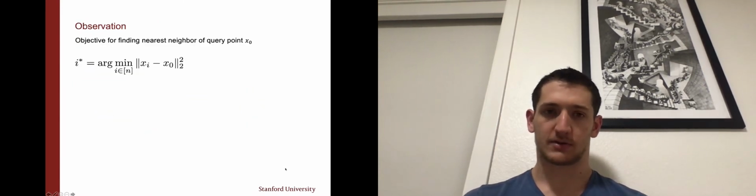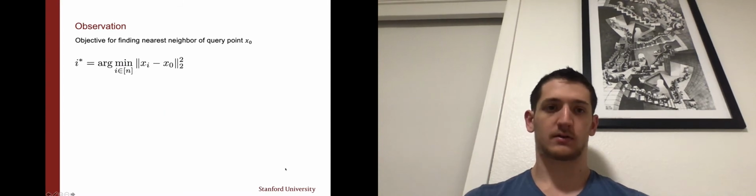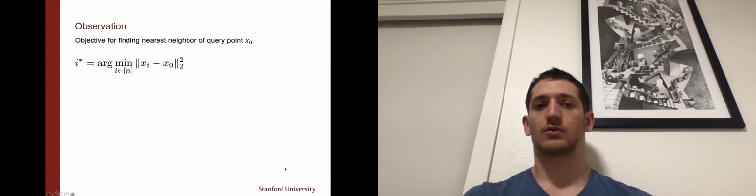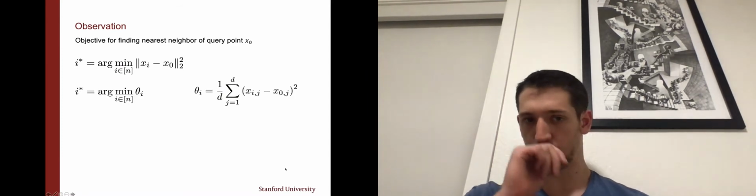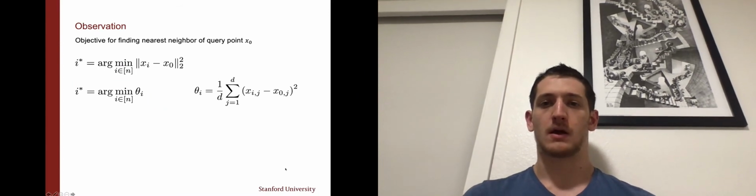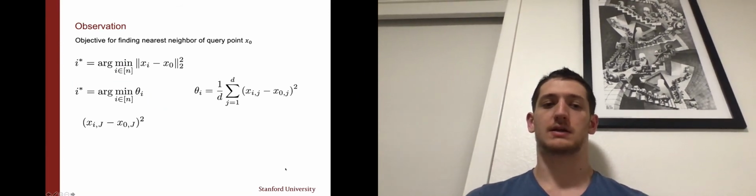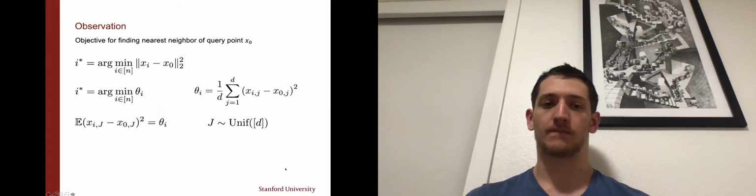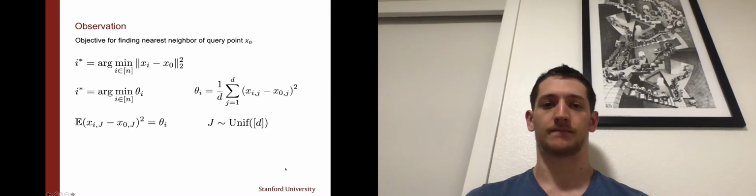So how can we hope to get around this? Well, considering the simple problem of finding the one nearest neighbor of the query point x0 under L2 squared distance, we see that we can rewrite this problem as argmin over i in n of theta_i, where theta_i is just expanding out the Euclidean squared distance and adding a 1 over d normalization factor out front. Now, almost tautologically, what we can say is that if I look at the distance between xi and x0 on coordinate j, where j is chosen uniformly at random from d, then in expectation, this is exactly theta_i.